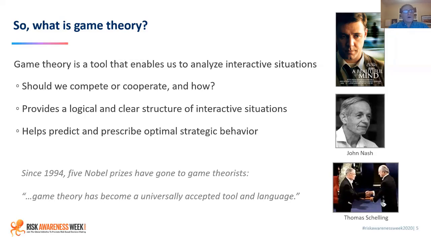Now, in economics, game theory has gotten a lot of notoriety. There have been 5 Nobel Prizes since 1994, when John Nash won the Nobel Prize, that have gone to game theorists. One of the famous game theorists who won the Nobel Prize was Thomas Schelling. When the Nobel Committee gave him the award, they noted that game theory has become a universally accepted tool in language. I found that very true in academia, where I started my professional career. But that was not so true in the business world, where it is very underused, in my opinion. So let's talk about why it should be used more and how we can use it more.